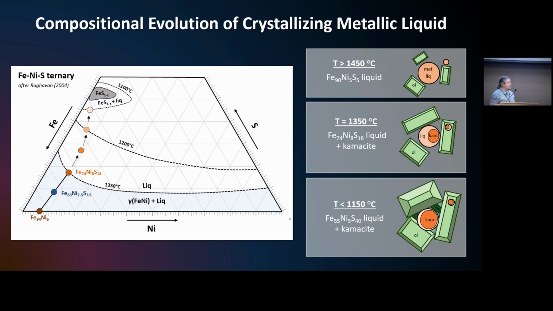And so you can also see that there's an evolution in the composition of the residual metallic liquid. Eventually you track up on this ternary diagram towards FeS saturation. And so a melt that may have had a few mole percent sulfur ends up producing immiscible sulfide liquids. That's the sequence as I see it.